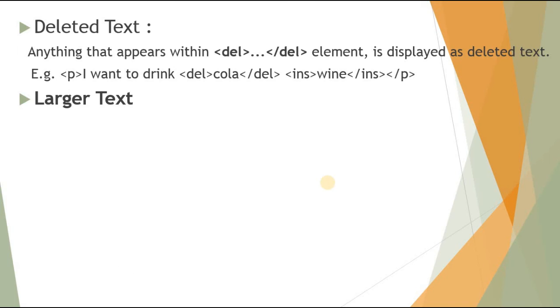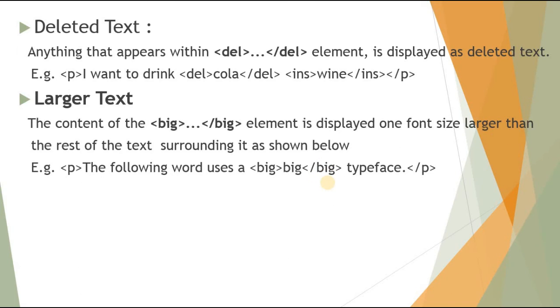Next, larger text. The content of the larger text can be defined by using the big tag. Element is displayed one font size larger than the rest of the text surrounding it, as shown. Suppose you want to give one word in a line a bigger size than the other words, then you can use the big tag there.